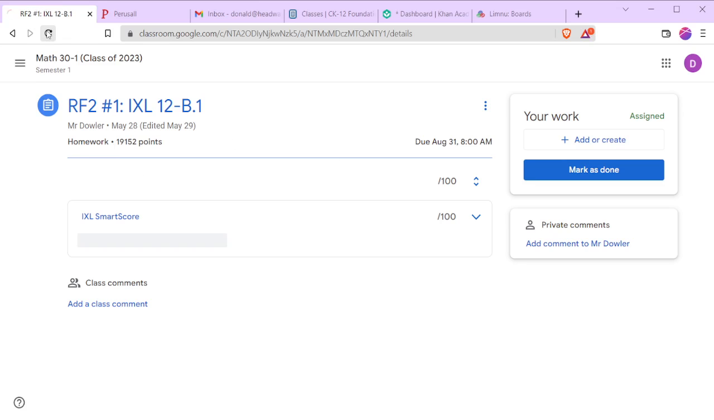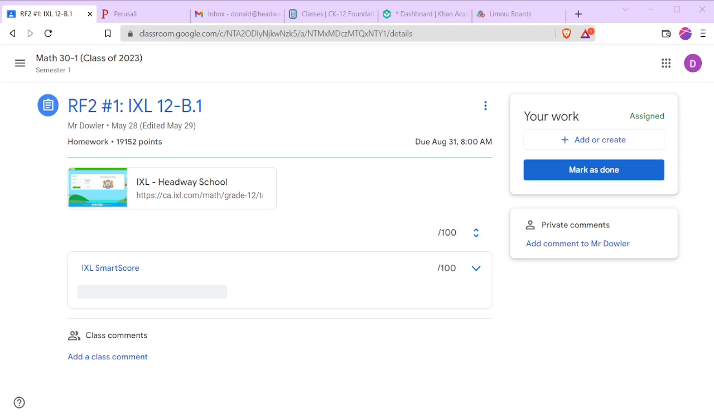The link doesn't seem to be loading here. Let me reload. It should be attached. And it was. It just took some time to load.